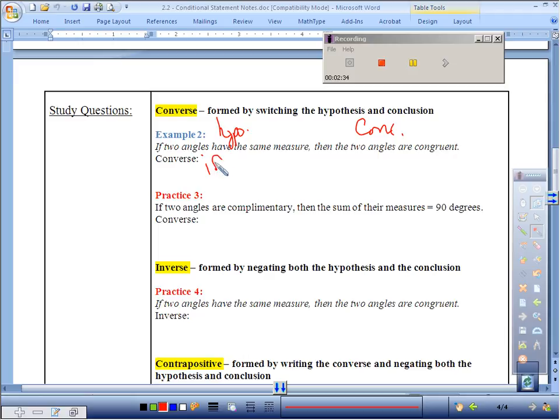So if two angles are congruent, then they have the same measure. And I have the converse. It's simply reversing the hypothesis and the conclusion. Now you try.